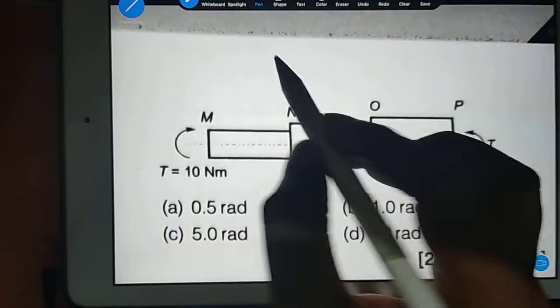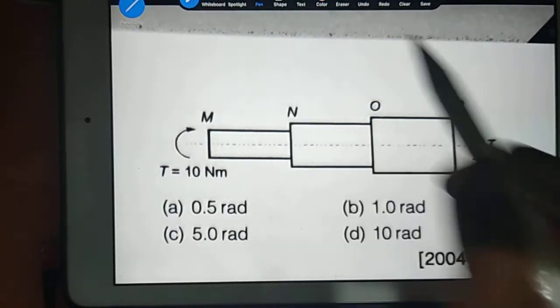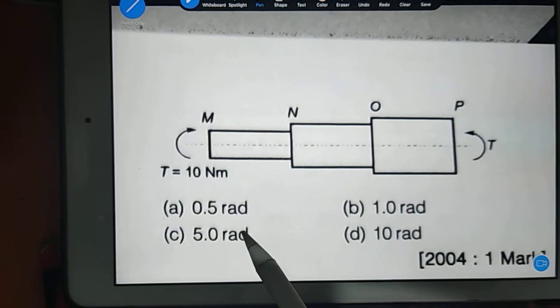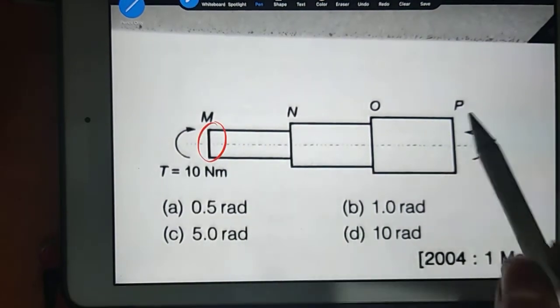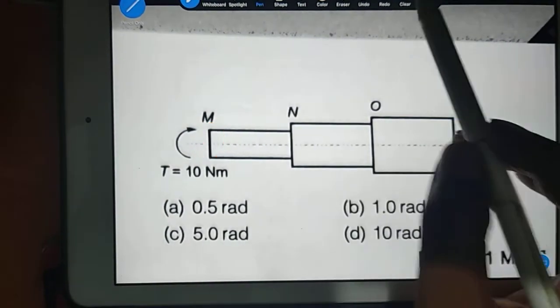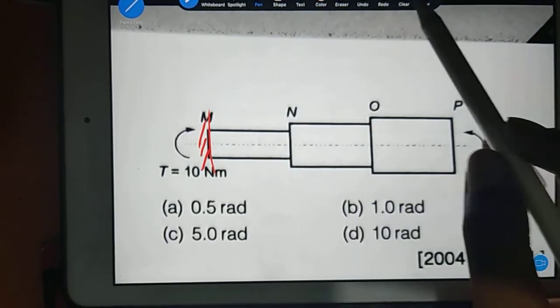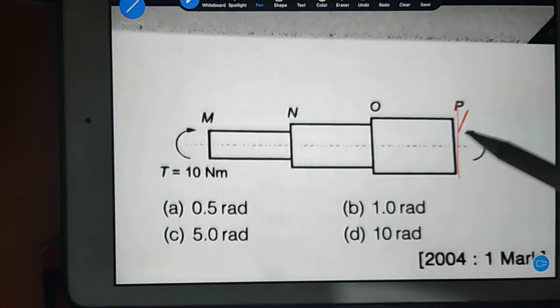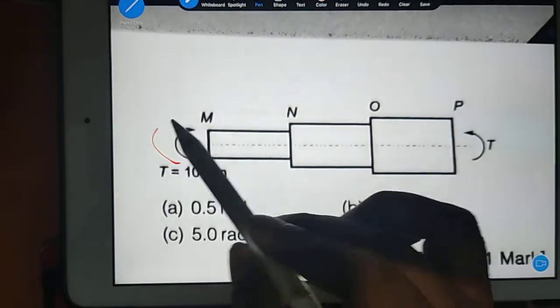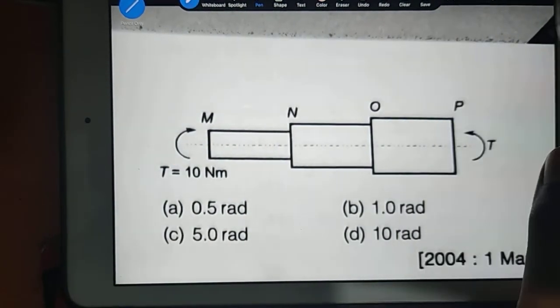So suppose you have a shaft like this. Now in this we have to bother about the angular deflection between M to P. So that's what I said. You should consider either this end as the fixed side, or this end as the fixed side, because they both have equal and opposite torque, so we can consider, no problem.